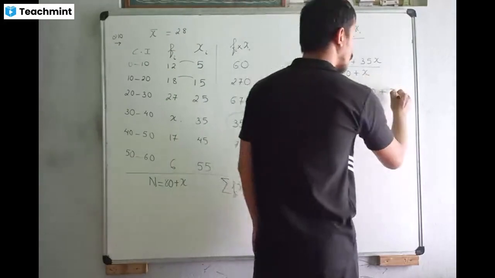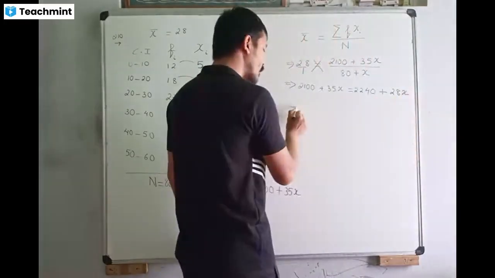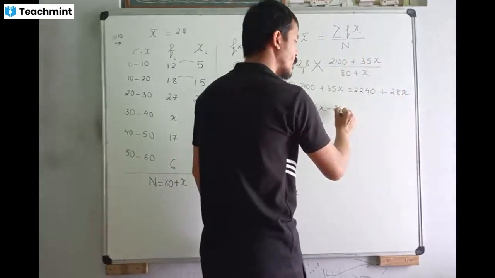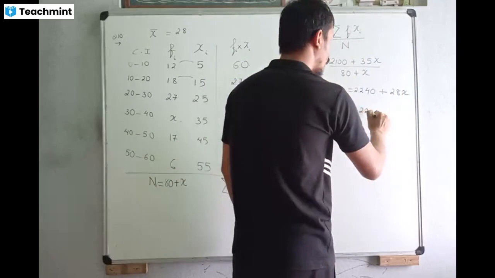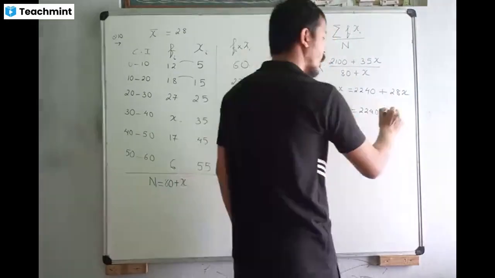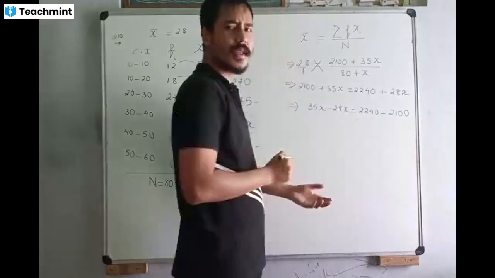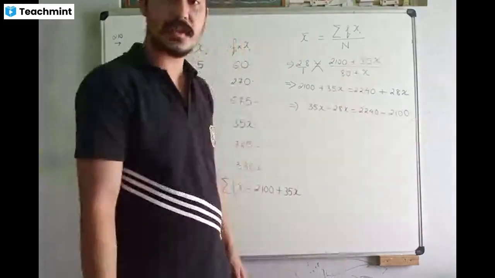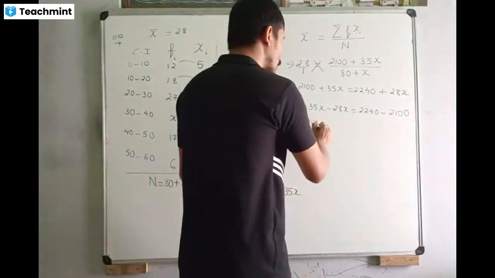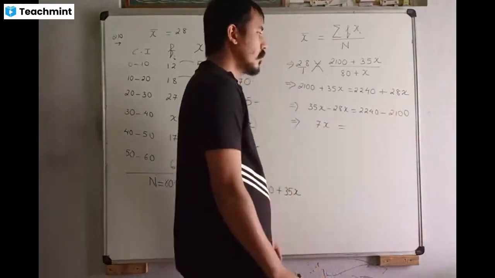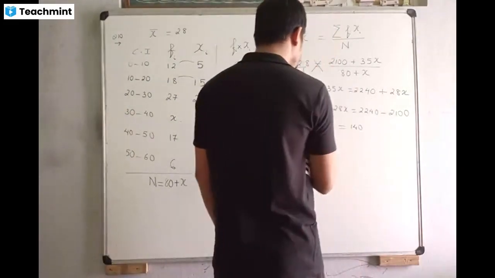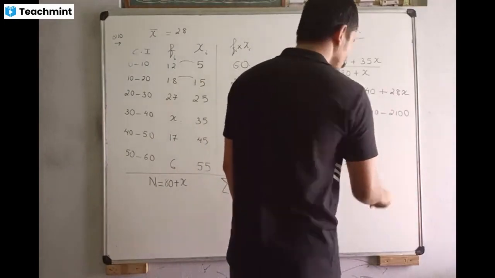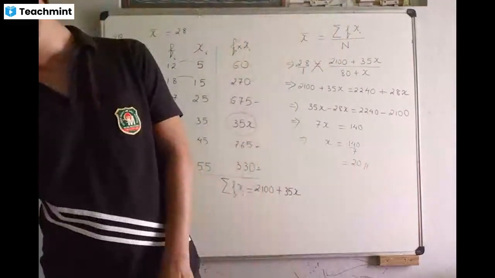Plus 28 into x, 28x. Let us do transposition. 35x plus 28x, transpose it as minus 28x. 2,240 minus 2,100. Terms containing x, you arrange it on left side. Term that does not contain x, transpose it to the right side. So 7x is equal to 140. So x will be 140 upon 7, that is 20. So the value of your missing frequency is 20.